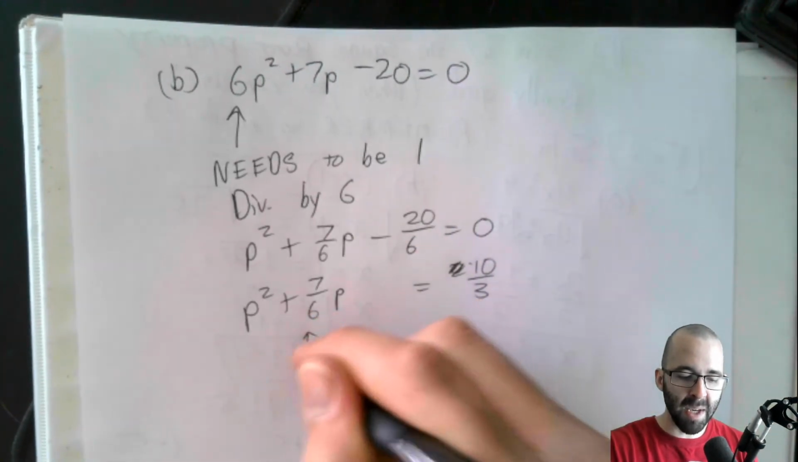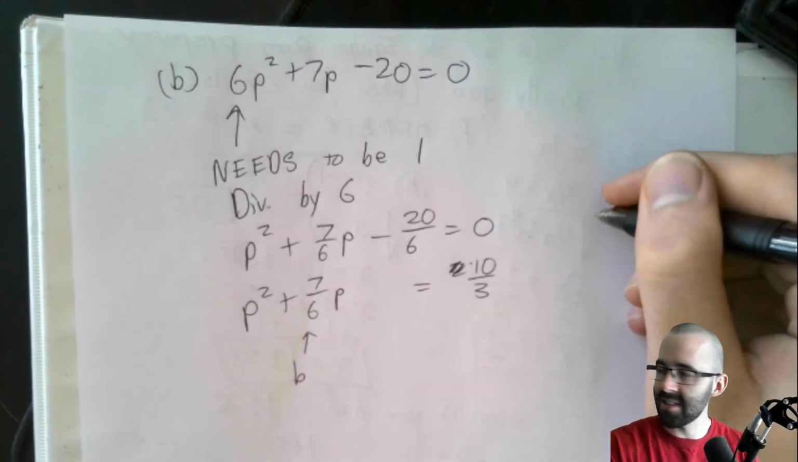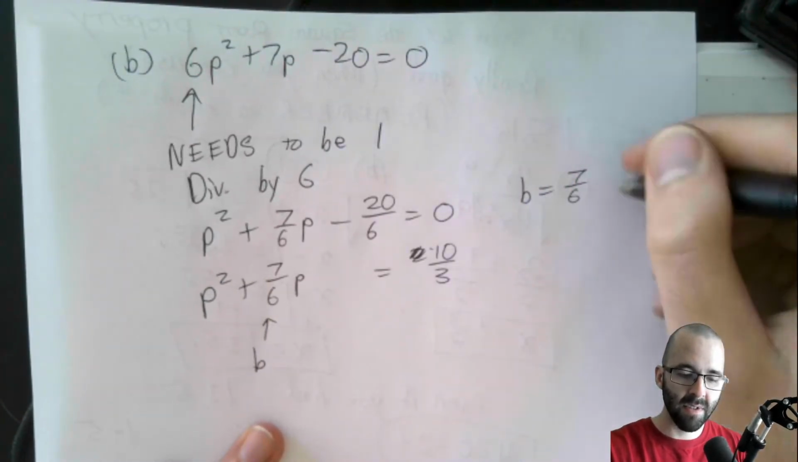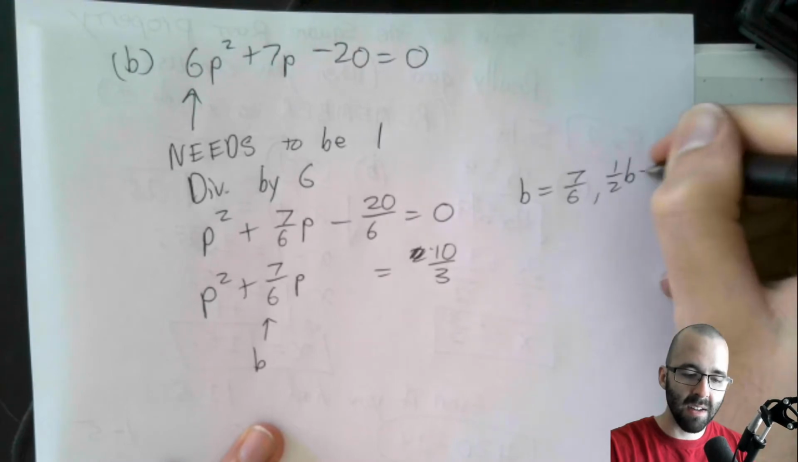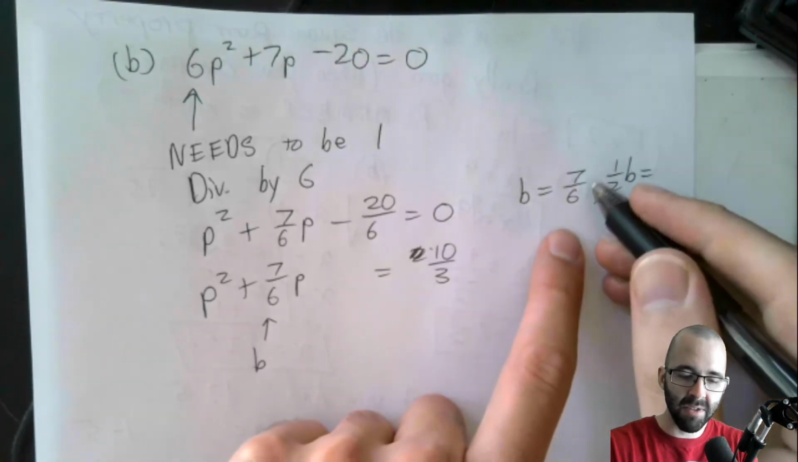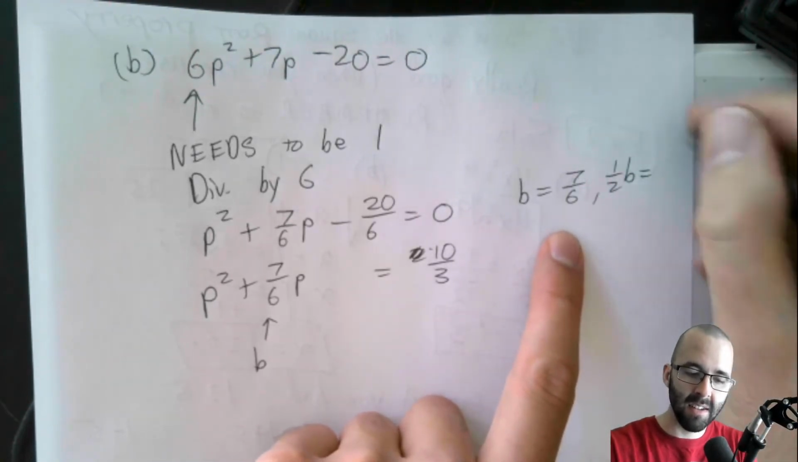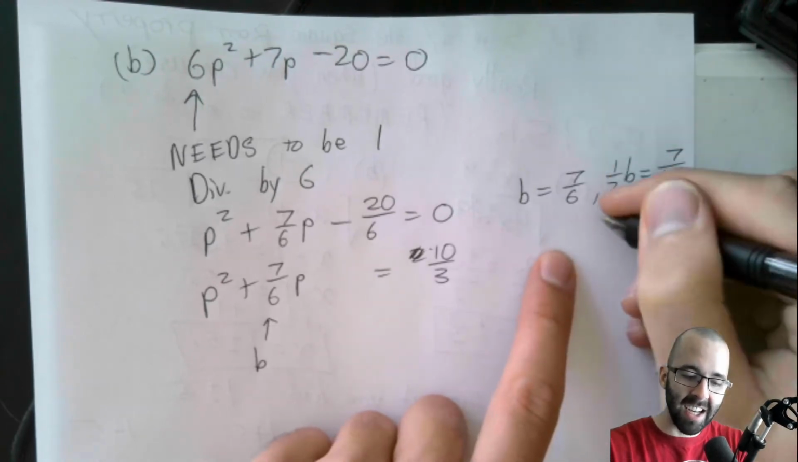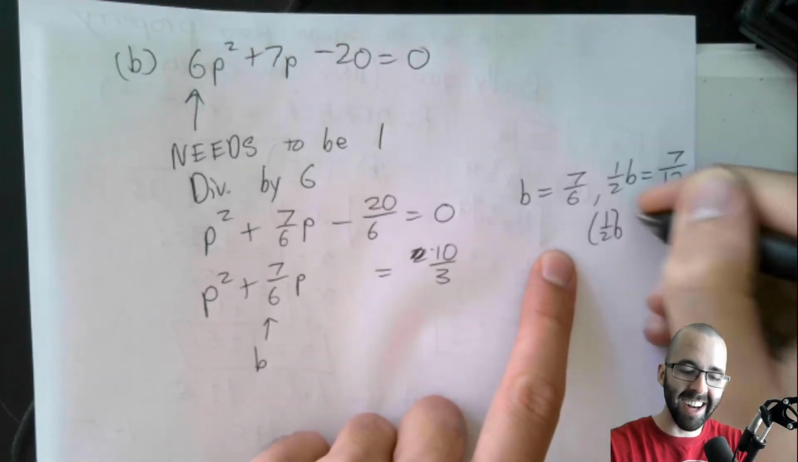And again, this is our b. So we go off to the side. Say b is 7/6. So what is 1/2 b? That's 1/2 times 7/6, which is 7/12. Now we have to square that.